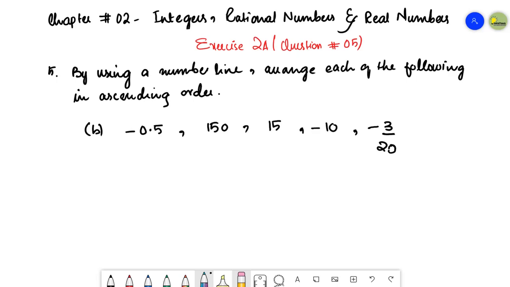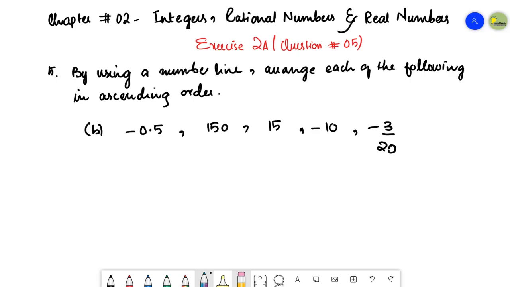So first of all, let's see what these numbers are. Starting from minus 0.5, then I have 150, then I have 15, then I have minus 10, and then minus 3 upon 20. So these are the 5 numbers that are given to me. It's a mixture of numbers. You have decimals, you have fractions, you have whole numbers, either positive or negative.